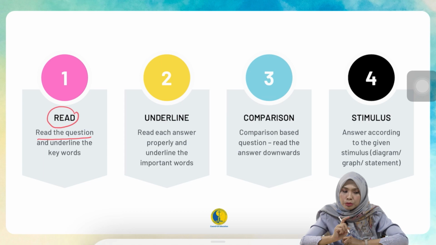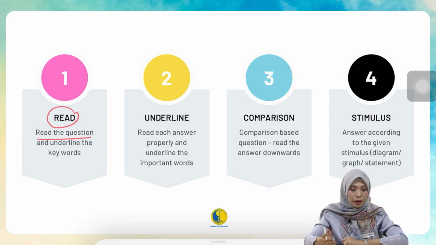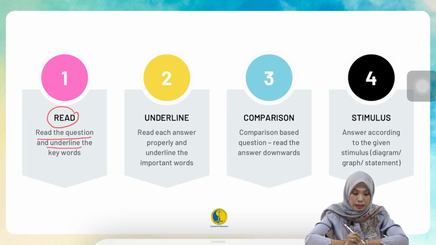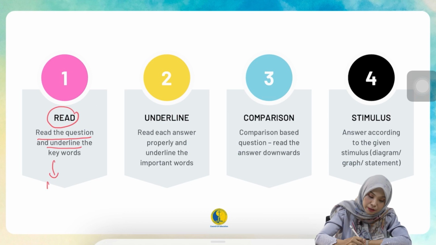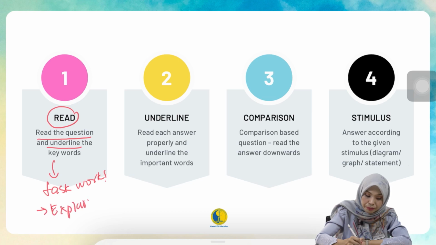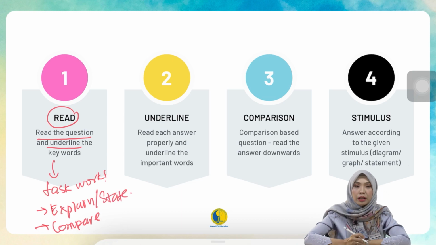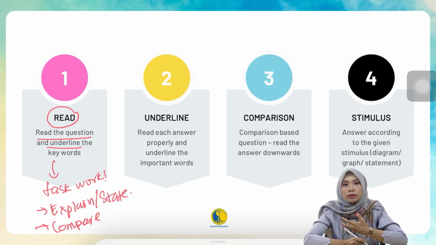Even though the moment you read the first few words, you already know the answer, it might be the answer. You already know what the question wants. But please do not be overconfident. Read the question properly. And what is the most important thing is underline the keywords. What can be the keywords here? For example, it can be the task word. For example, they will ask you to explain. They will ask you to compare. They will ask you to state. Be alert with these keywords of the questions, what they want.